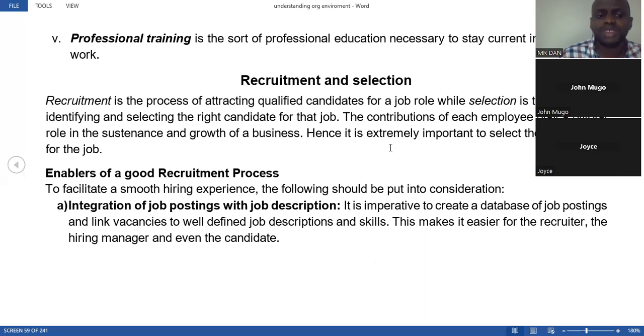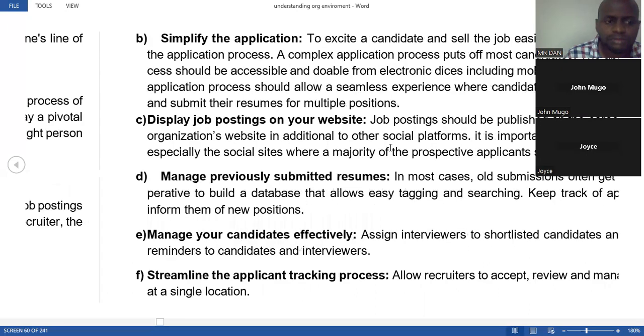So who are some of the enablers of a good recruitment process? Number one is integration of job posting with job description. So you need to create a balance between the job posting and the job description. So you need to create a database of job postings and link vacancies to well-defined job descriptions and skills.